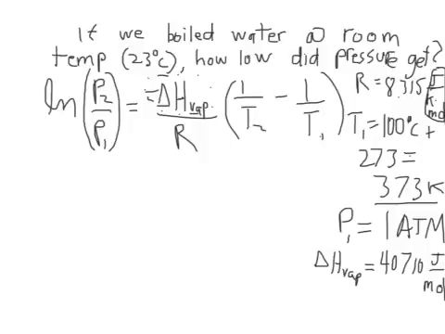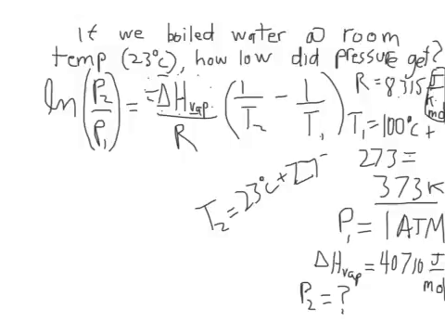Okay, so let's step back and think about what we're doing with this equation. We want to find the pressure at which the water boiled at 23 degrees Celsius. So what we're really trying to find is P2 here, that's our unknown. And we know T2, which is 23 degrees Celsius, but again we need that in terms of absolute temperature in Kelvin. So to convert that, we add 273 and get 296.